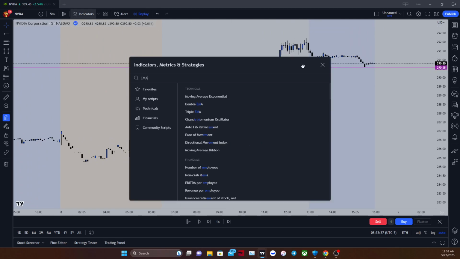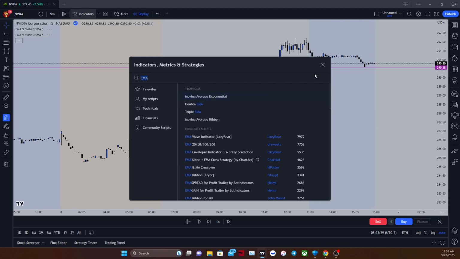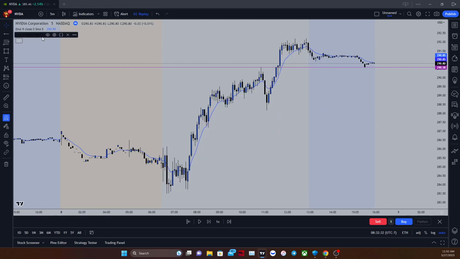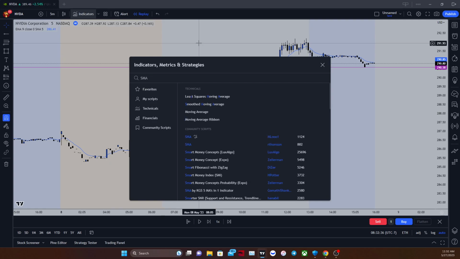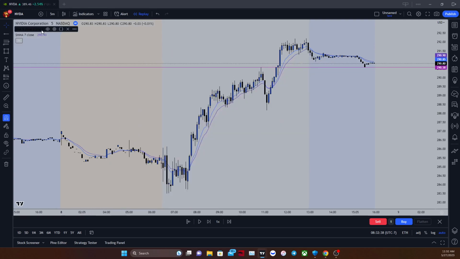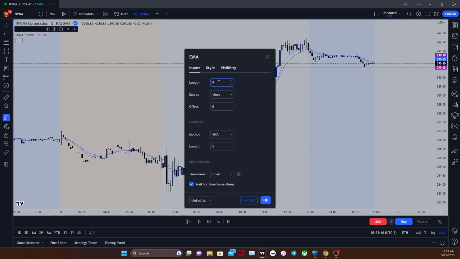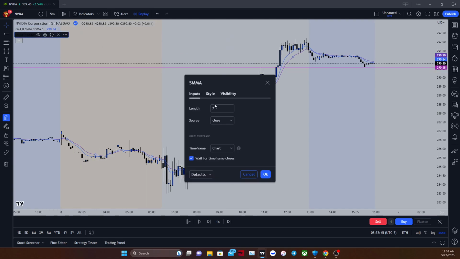I could make a video explaining EMAs real quick. I just want to see something, because I might add this to my trading plan.